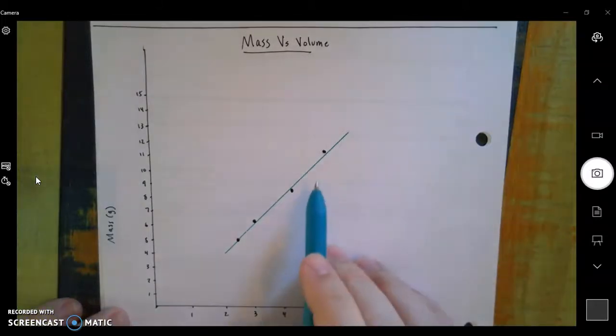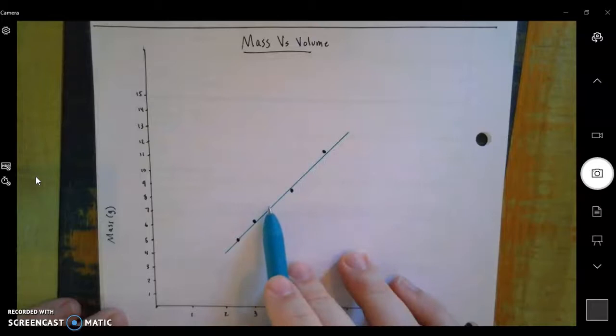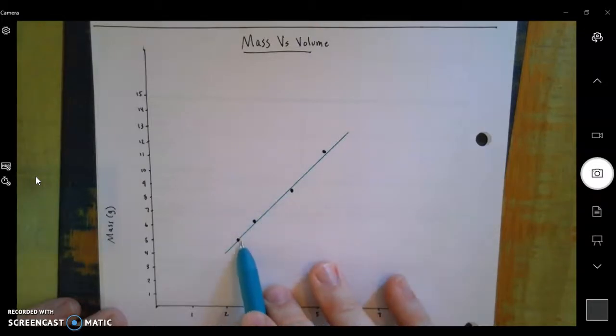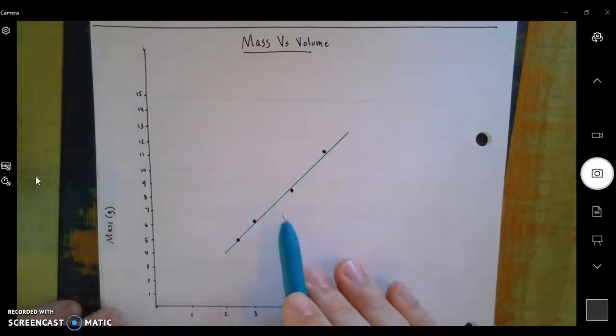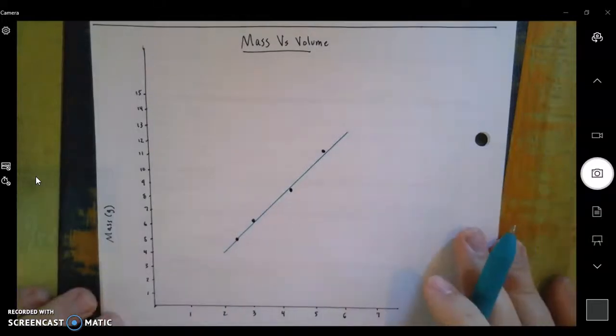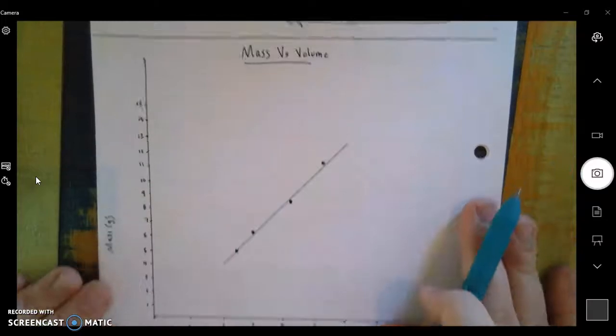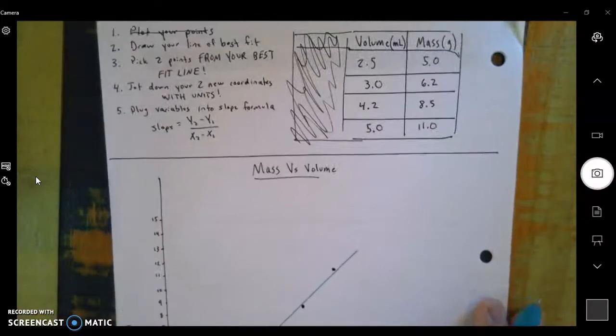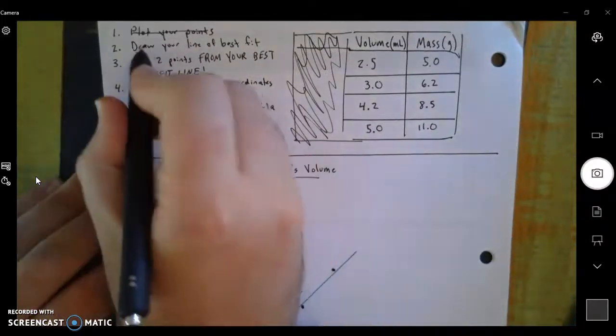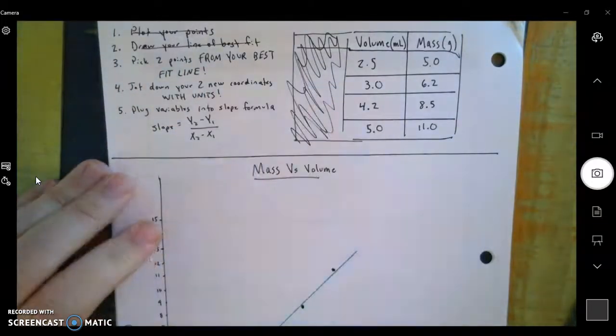All right, I have 2 points above. I'm going to call this one below, so I have 2 below. That is an acceptable line of best fit. We do not need to go through our points for it to be correct, and that's okay. So now we can cross off step 2. We drew our line of best fit.